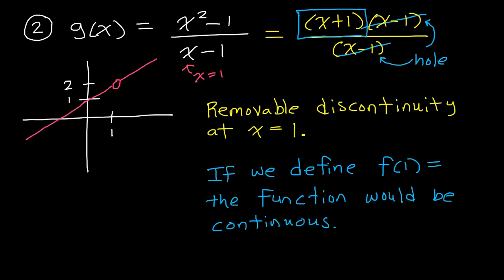So we have a removable discontinuity at x equals 1. If we define f at 1 to equal 2, then the function would become continuous. So if we let f at 1 equals 2, that would fill in this gap right here.